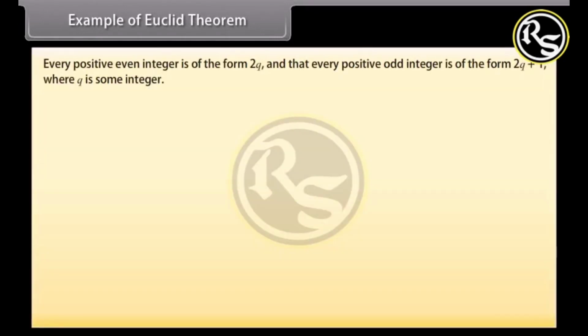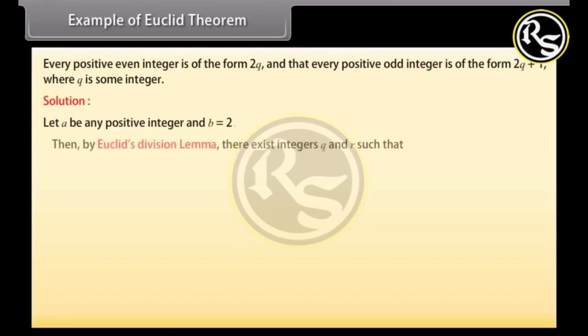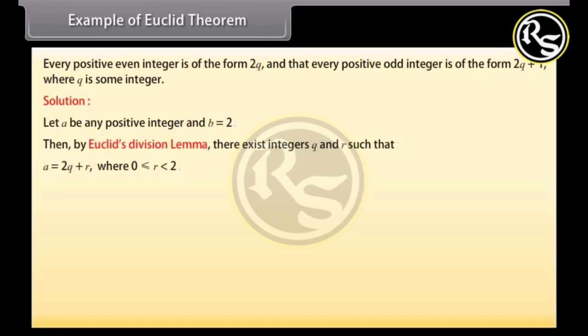Example of Euclid theorem. Let us now prove that every positive even integer is of the form 2q and that every positive odd integer is of the form 2q + 1, where q is some integer. Solution. Let a be any positive integer and b = 2. Then by Euclid's division lemma, there exist integers q and r such that a = 2q + r, where 0 ≤ r < 2.